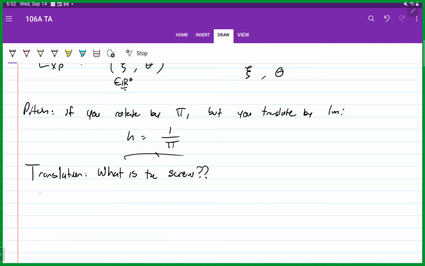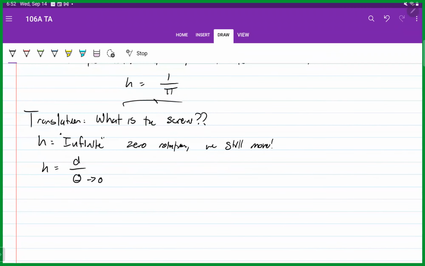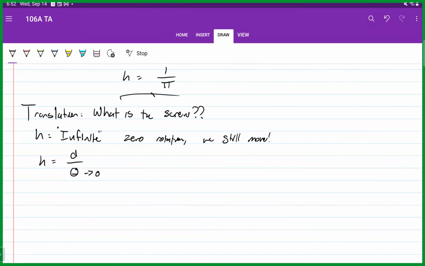In this case, we say that the pitch h is actually infinite. The reason for this is that for 0 rotation, we're still moving, right? The idea of it being infinite comes from the formula for pitch, where h is d over theta. If we let theta approach 0 in the denominator, this is going to start blowing up to infinity.